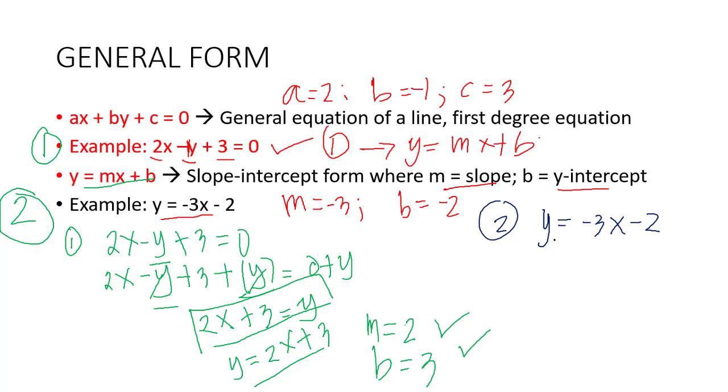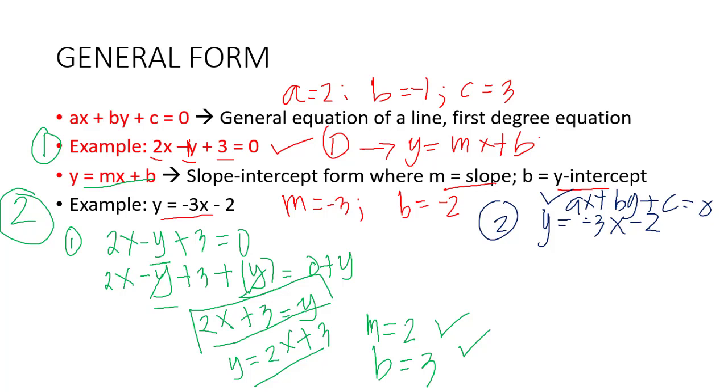Now, the goal only is to make it in general form. Ano ba yung general form natin? Dapat ax plus by plus c is equal to 0. Dapat ganito yung resulting equation mo. Now, based on this equation, y is equal to negative 3x minus 2, dapat i-transpose natin si negative 3x minus 2 to the left side. So, how are you going to do that?